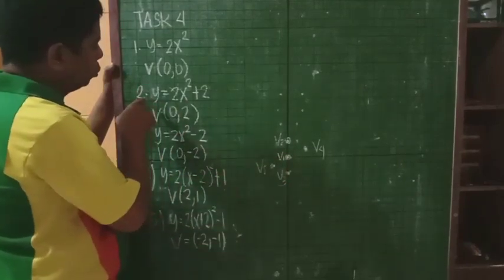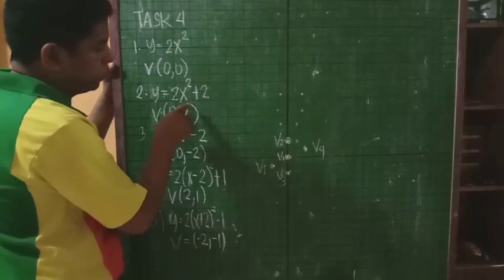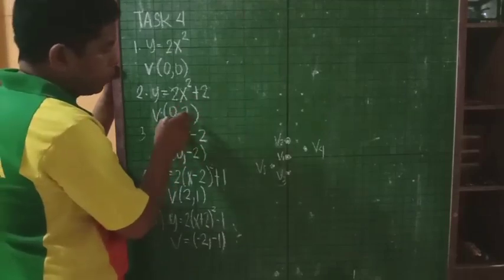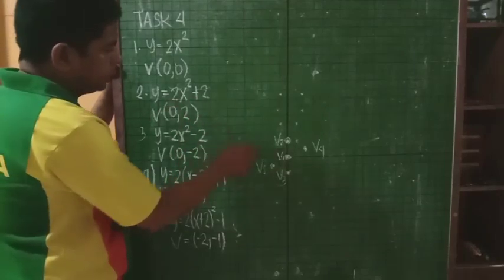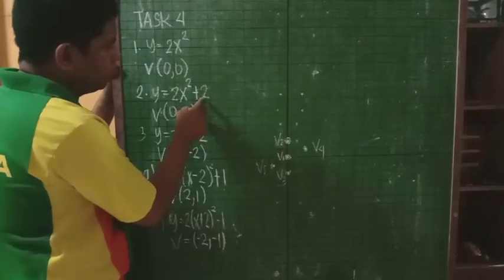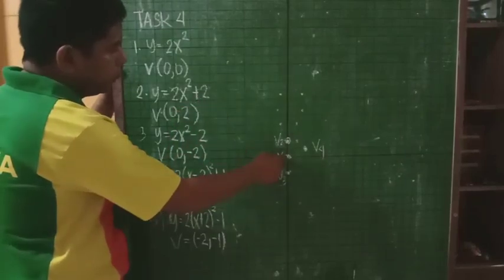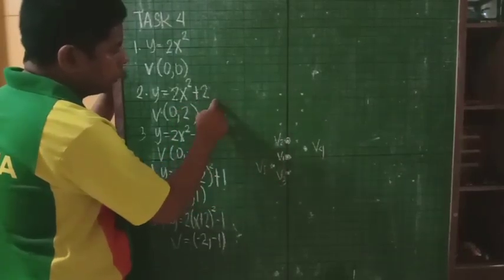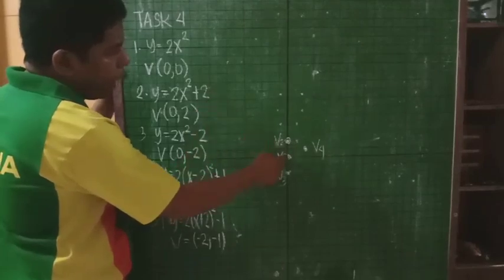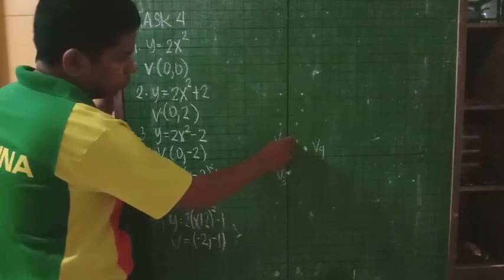Sa number 2, y equals 2x squared plus 2. So, our h is 0, k is 2. It means, it shifts upward. Yung k is positive 2. It shifts upward by 2. So, 1, 2. Ito yun.